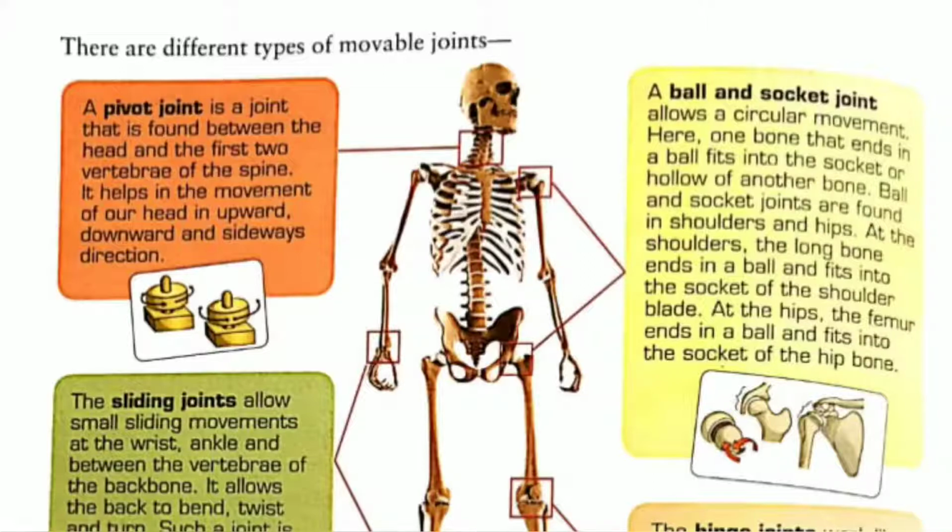First, we will discuss the pivot joint. This pivot joint is present in our neck and it allows movement in upward, downward, and sideways directions. Due to this joint only, we are able to move our head up, down and sideways. So the pivot joint is present in our neck.